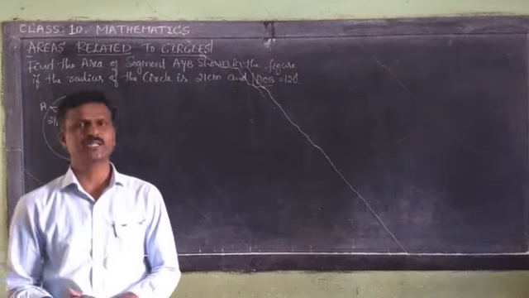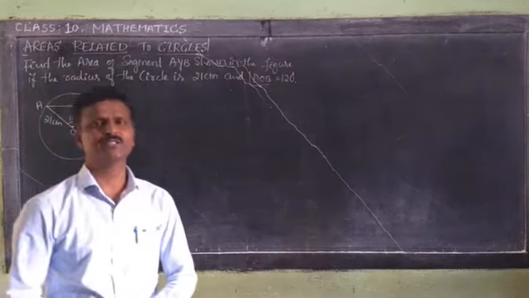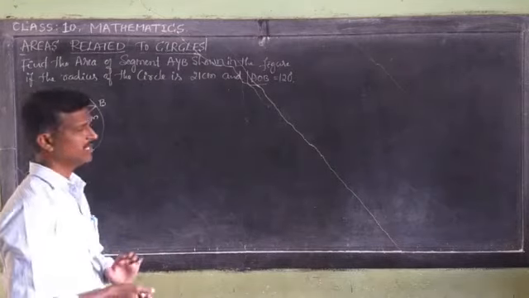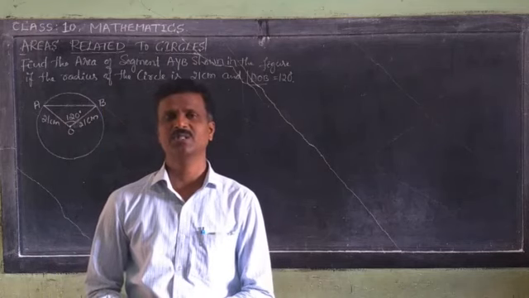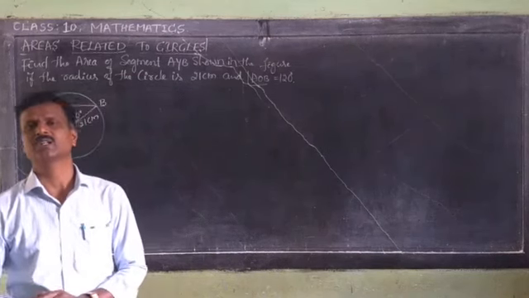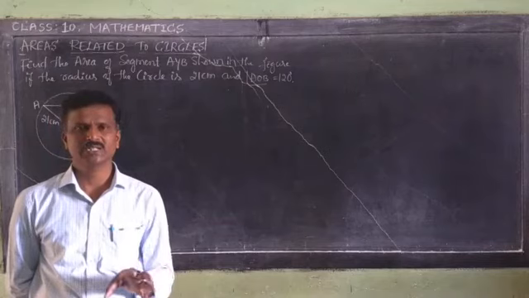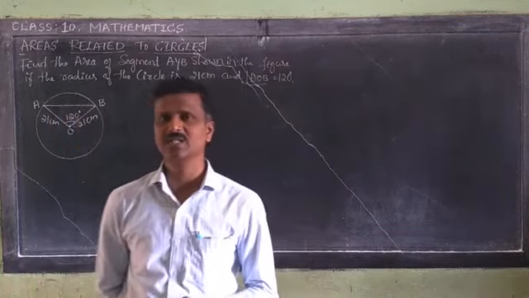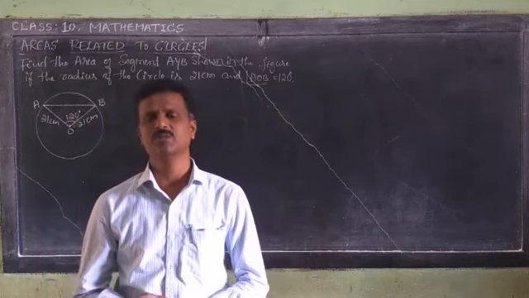In the previous class, we discussed the chapter on areas related to circles. In this chapter, we are discussing the areas based on the circumference or perimeter of the circle, the area of the segment, and the area of the sector. We are discussing all those things. In the previous classes we solved some problems also. Today we continue with the problems.